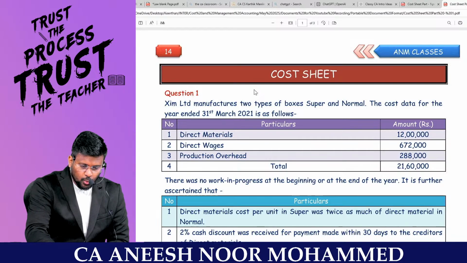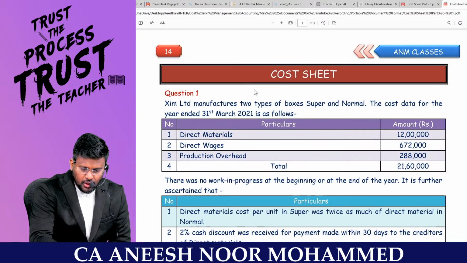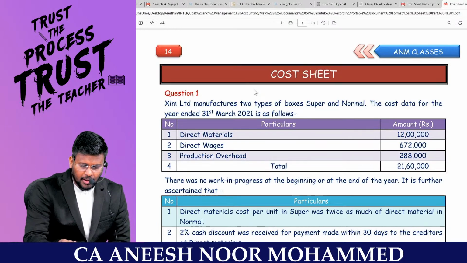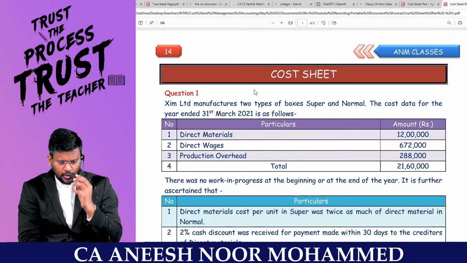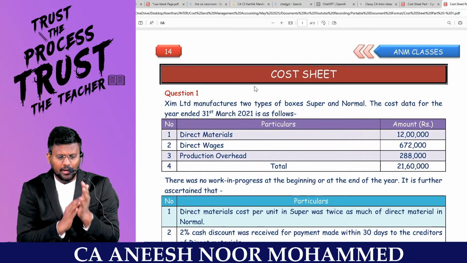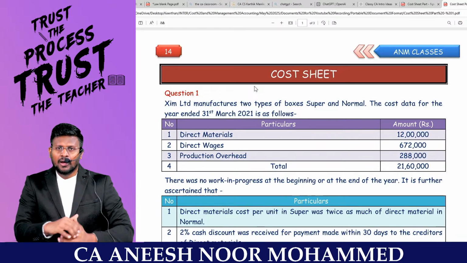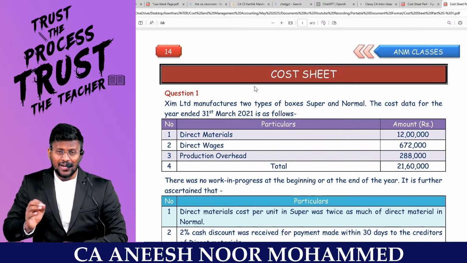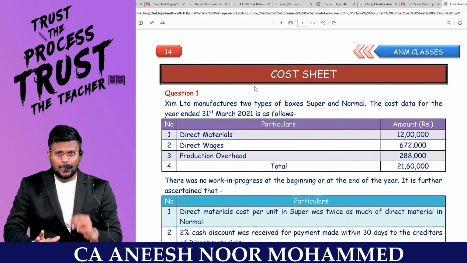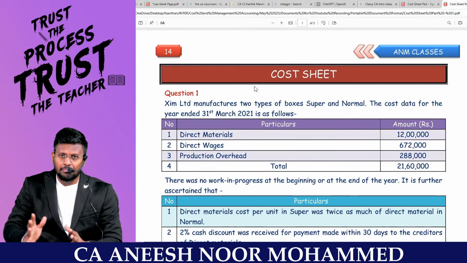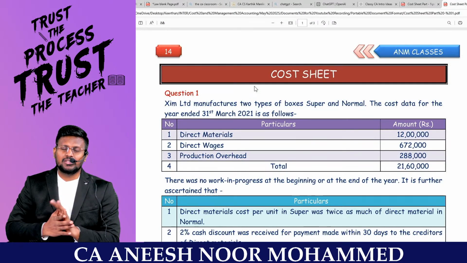Sir, we are going to kickstart our preparation for the coming May examination, that too in group number 2, those who are in virtuals. Sir, we are going to solve 125 questions for this attempt from the first very important subject called costing.